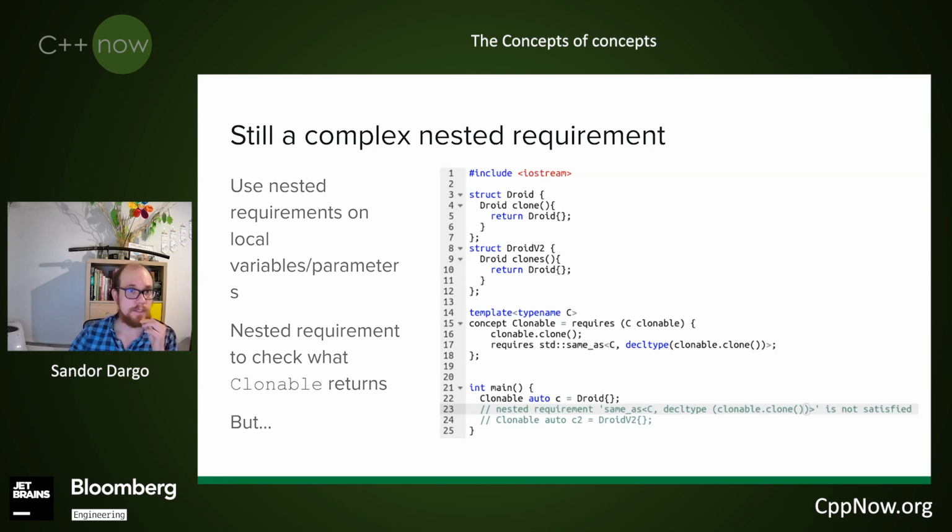We still have a complex nested requirement here. We have two classes here, Droid and Droid v2. Both have a clone function. Here we have a typo, because this one is called clones, but we have this concept Clonable, and it requires that this C type, the clonable parameter, must have a method called clone, and we also require that whatever is returned by the clonable clone is the same as the passed-in type. For example, this concept would help us catch the error that the clone of Droid v2 returns a Droid instead of a Droid v2, because they are not the same. But again, we have an easier way to express that.